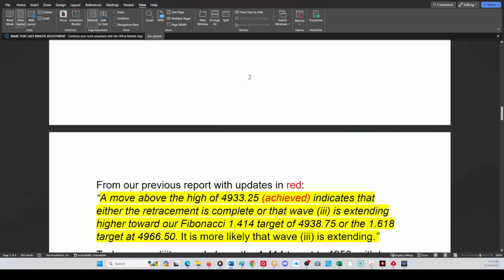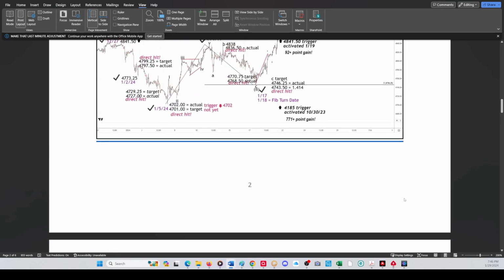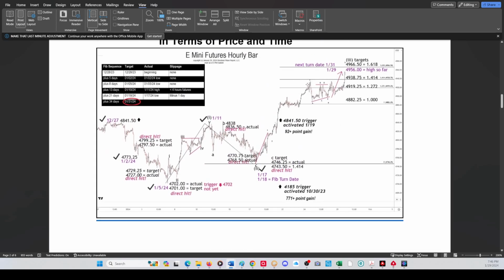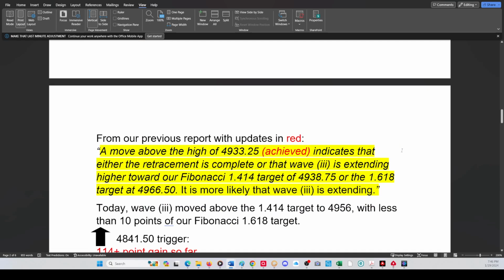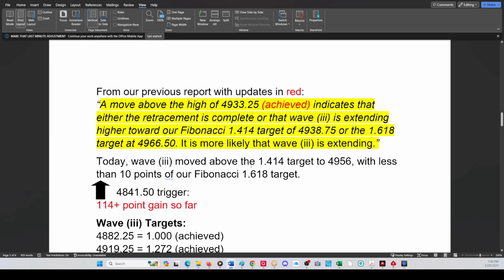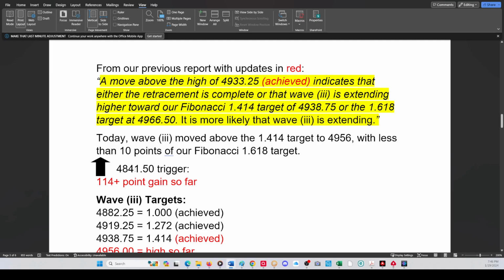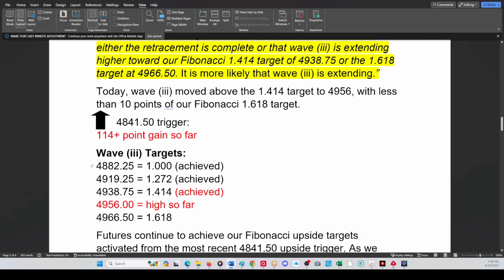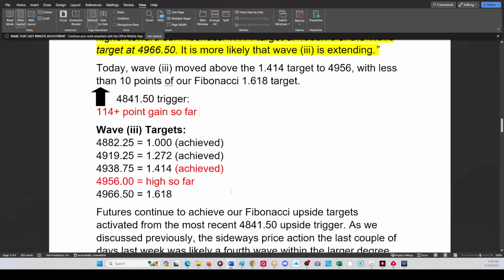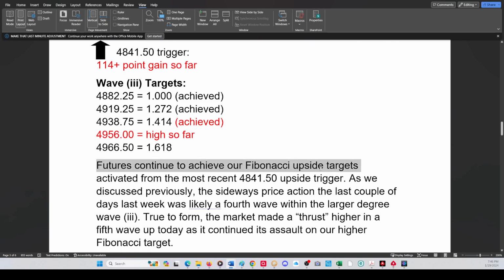A move above that 49.33 high was an indication that that third wave was extending, okay? And it did, and that was that high back there. And then wave 3 moved above the 141.4 and close to the 1.618 within 10 points. There's that gain on the most recent trigger. There's the targets, and there we are within 10 points of the 1.618. They continue to achieve our upside targets.